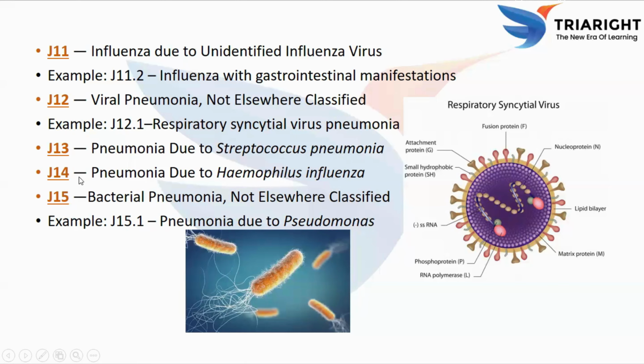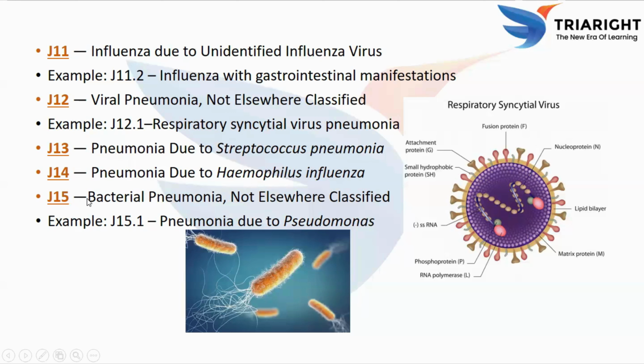So next, J14. It's a pneumonia due to Haemophilus influenzae. It is caused by Haemophilus influenzae bacteria, so it is a bacterial infection. This mainly affects children and adults, and it can follow upper respiratory infections. Only upper respiratory, but not lower respiratory.